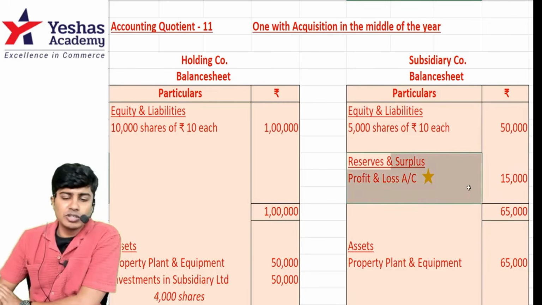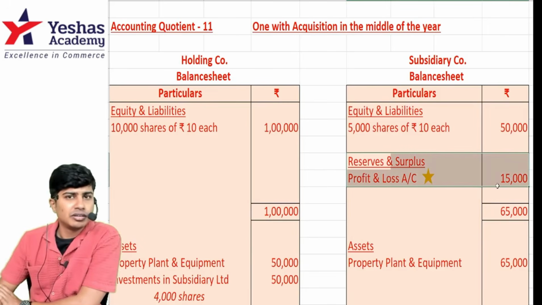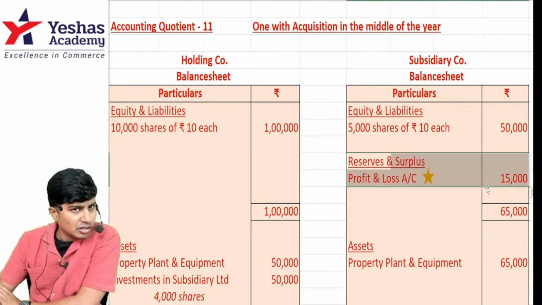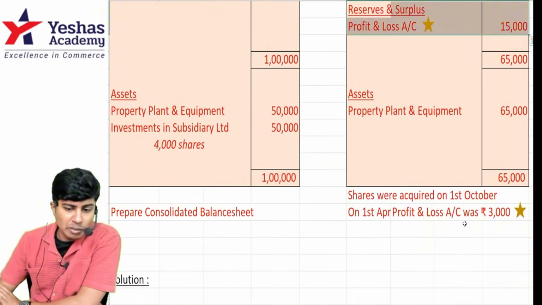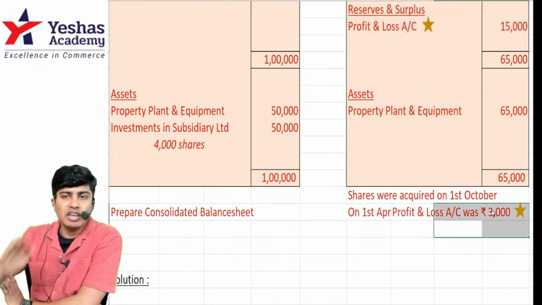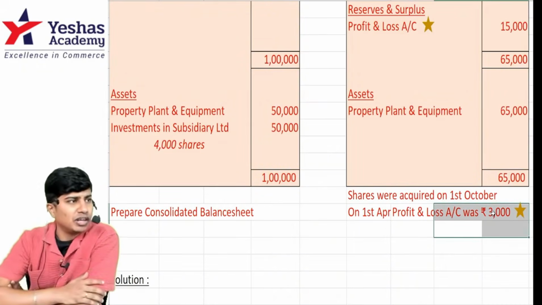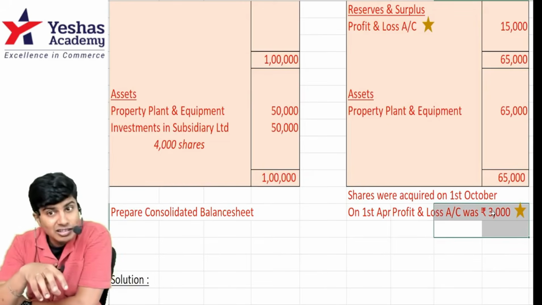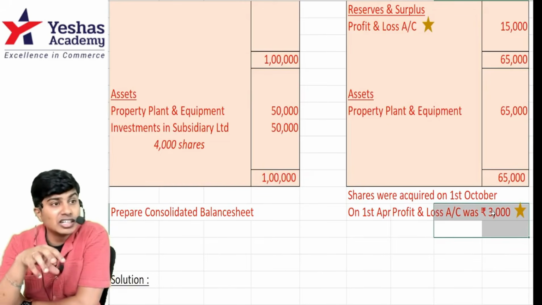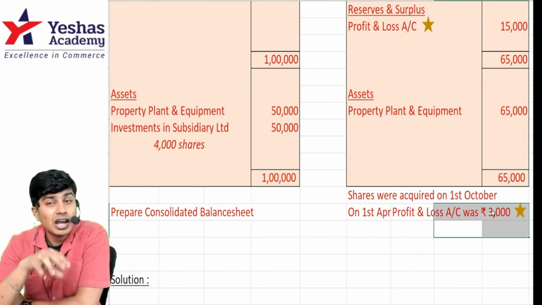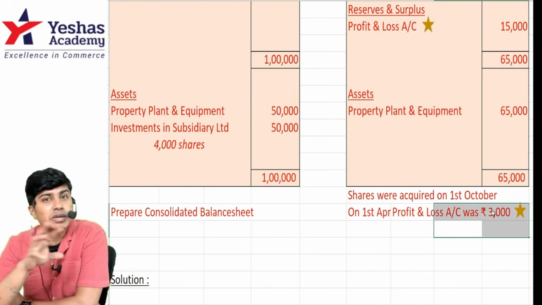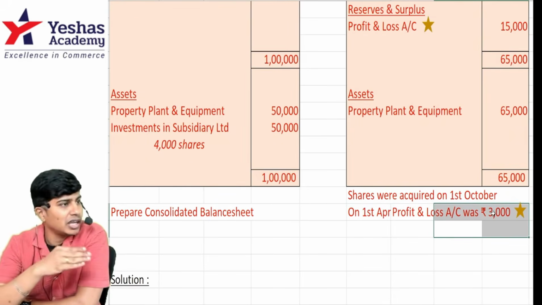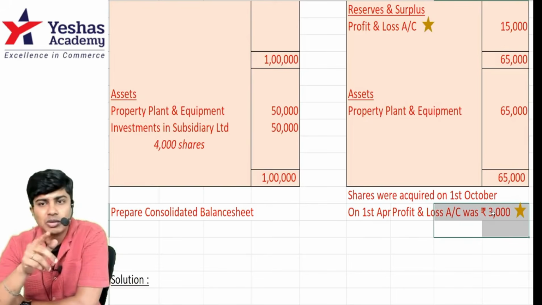How much is the reserves on the date of consolidation? 15,000. How much was at the beginning of the year? If you deduct 3,000 from 15, what was the profit earned during the year? How did you split 12,000 as pre and post? 6 months pre, 6 months post. You did 12,000 into 6 by 12.